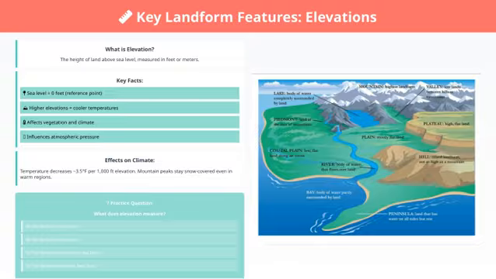Now let's test your understanding with a quick question. What does elevation measure? Is it A, the width of a mountain, B, the depth of the ocean, C, the height of land above sea level, or D, the distance between two cities? Remember, it's C, the height of land above sea level.